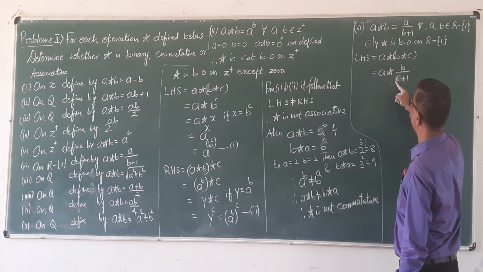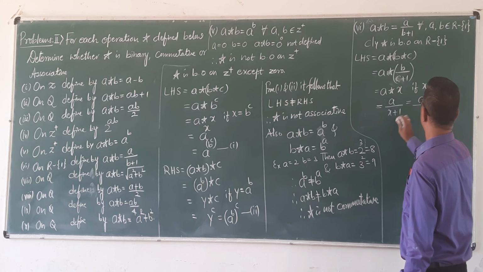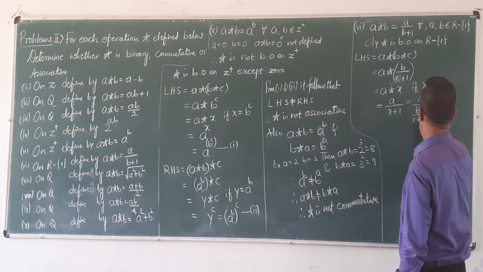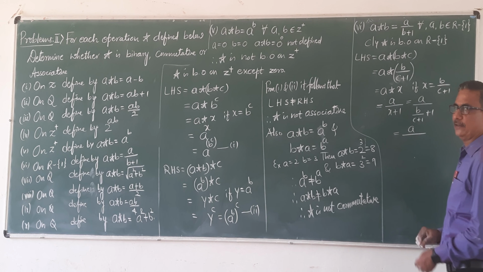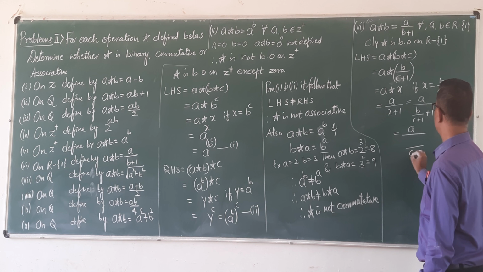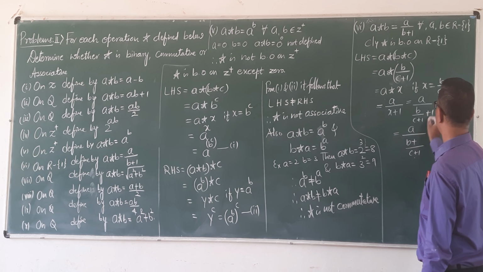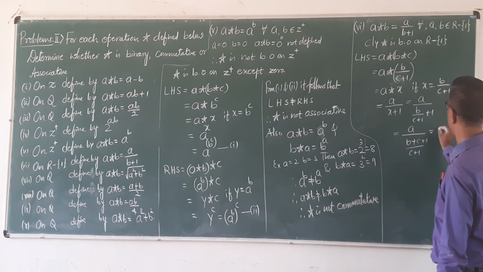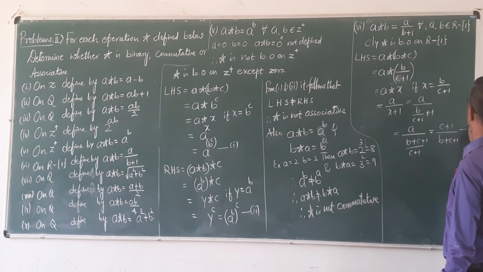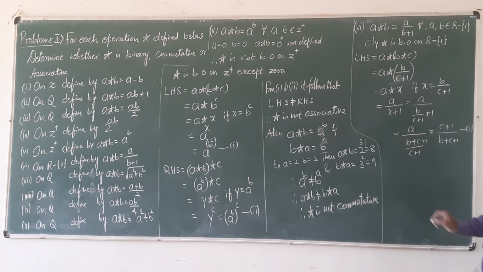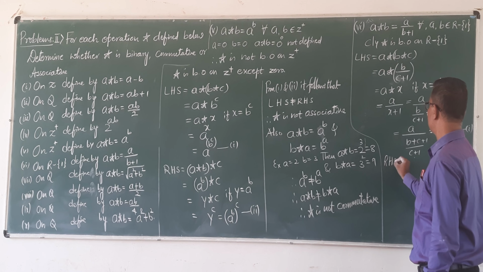Again, a star b is equal to a divided by b plus 1. What is a star x? a divided by x plus 1. Right? That is a divided by, the value of x is b by c plus 1, plus 1. That is a divided by, in the denominator take LCM. LCM is c plus 1. b plus c plus 1. That term goes to numerator. c plus 1 divided by b plus c plus 1. This is LHS.